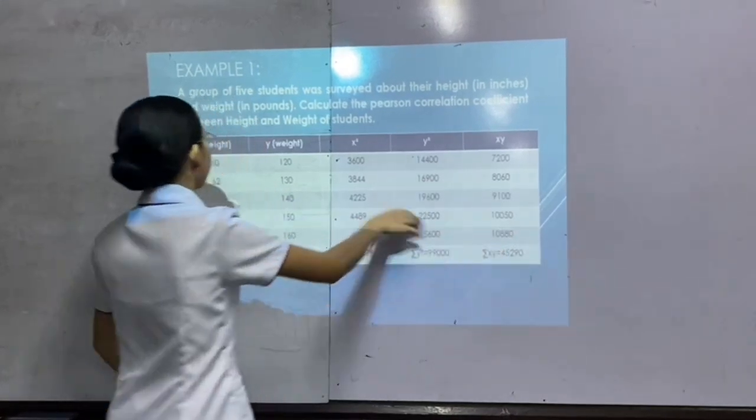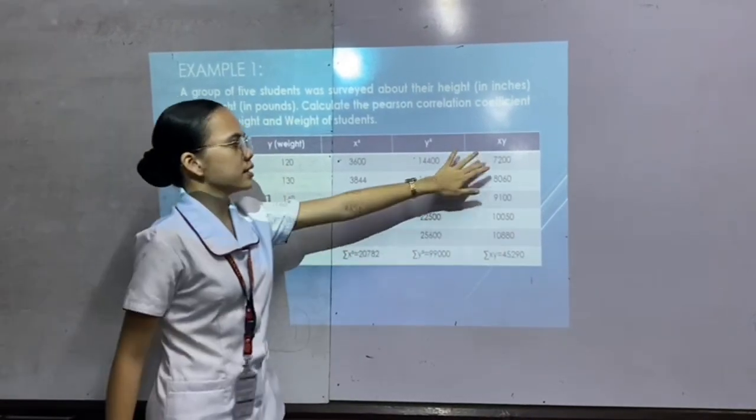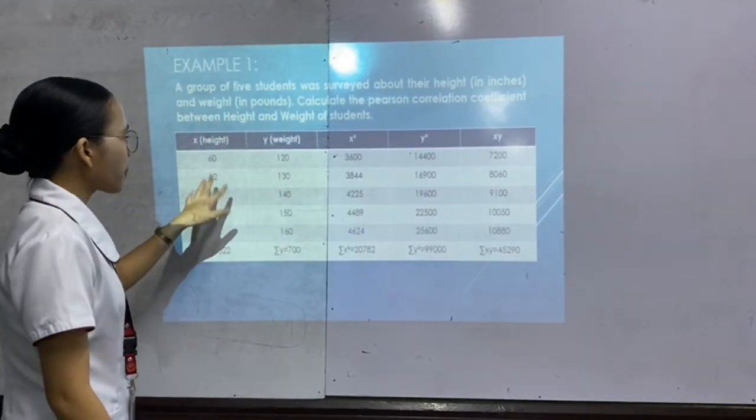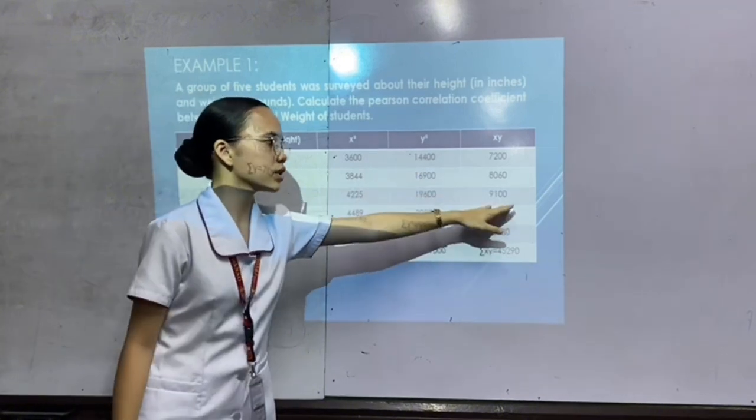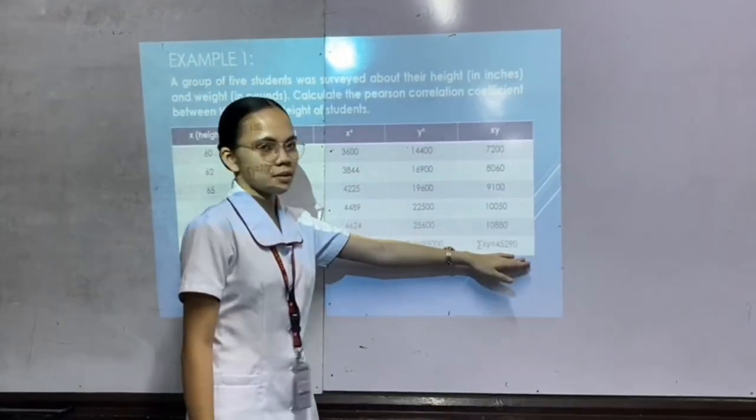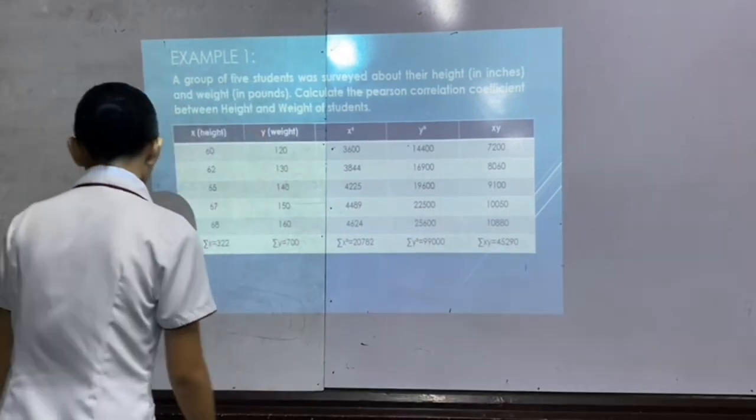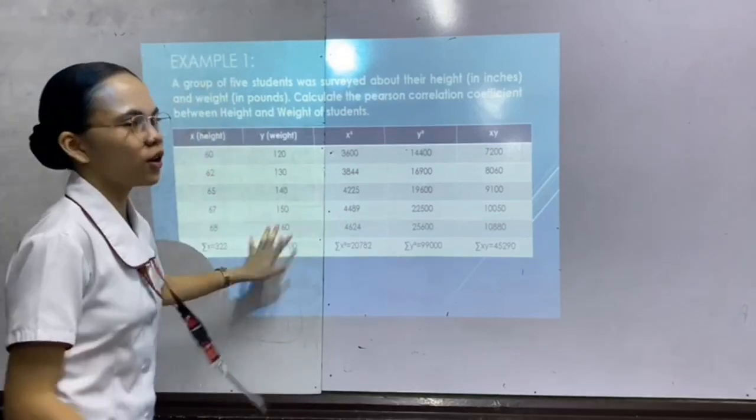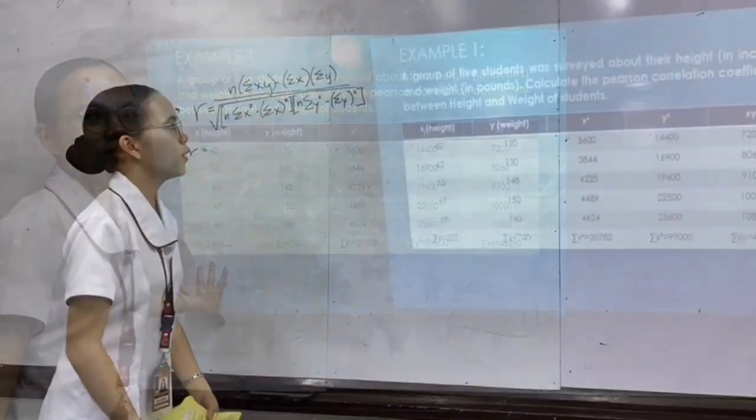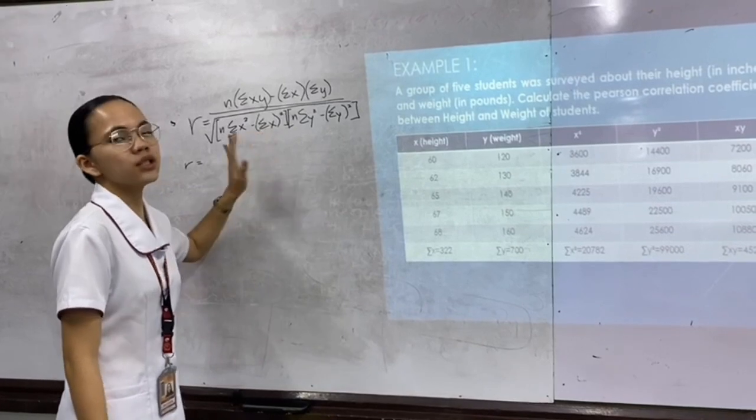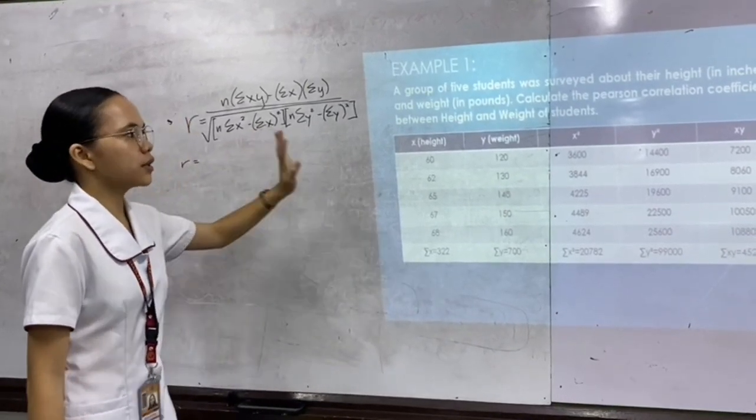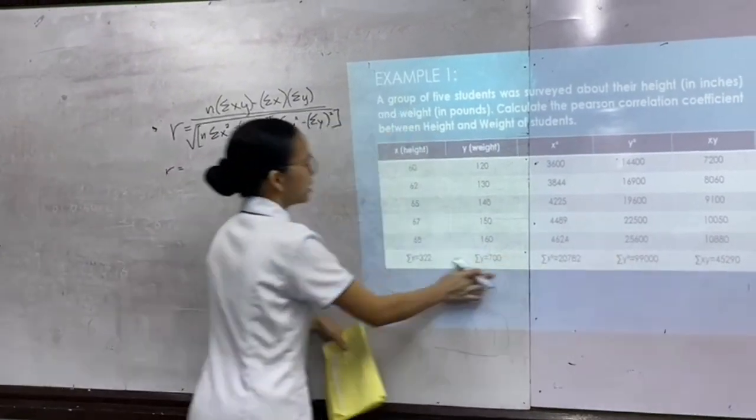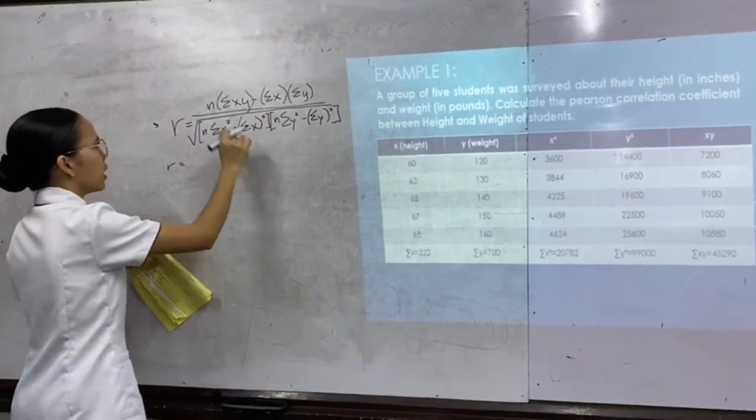And xy: 60 multiplied by 120 is 7200, 62 multiplied by 130 is 8060, 65 multiplied by 140 is 9100, and so on. This is the summation of xy. So using the data, we will solve their relationship. Using the Pearson r formula, we will calculate the relationship between height and weight of students. These summations, we will just simplify here using the formula.